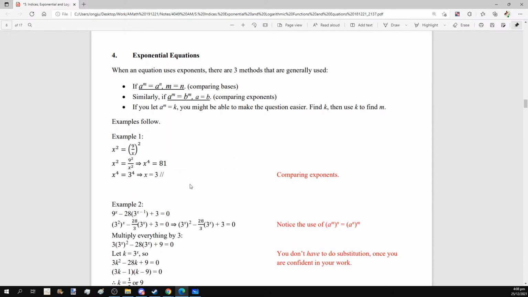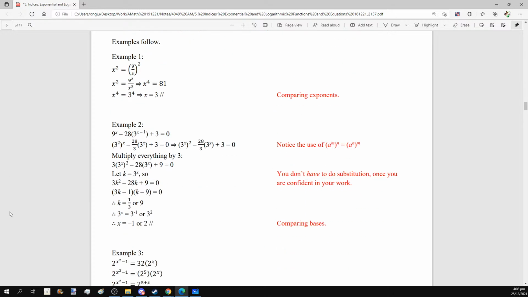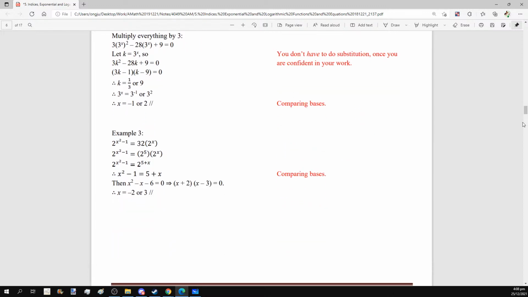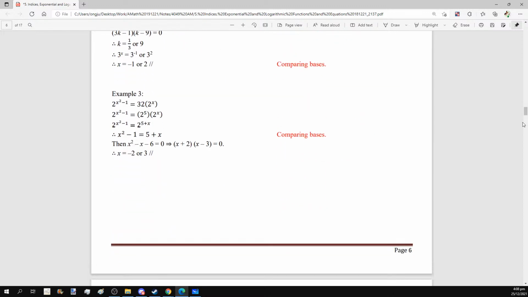So the next section is a short one. We need to understand how to do equations when indices are involved. Fortunately, the usual strategies will work. We can simply compare coefficients or compare bases, the number below, or compare exponents, the number on top. Right, so there are some worked examples given over here. They are pretty straightforward, so I would not like to waste too much time over here. Okay?